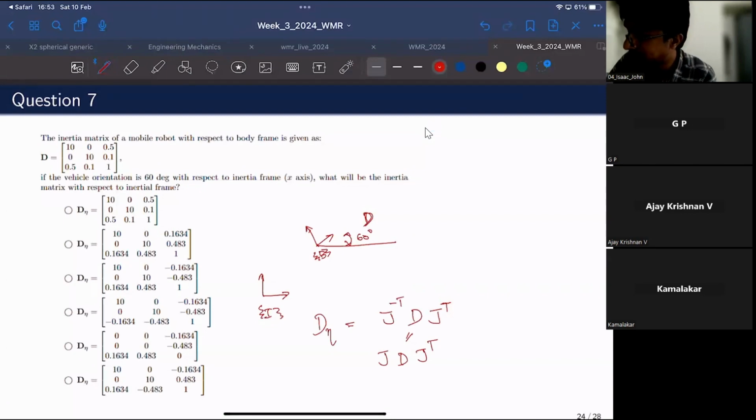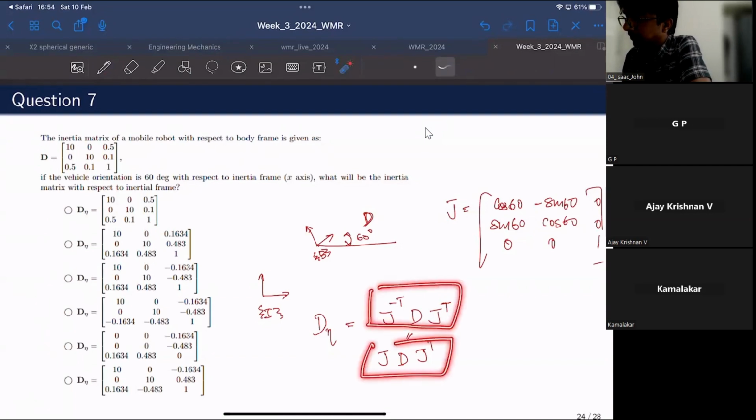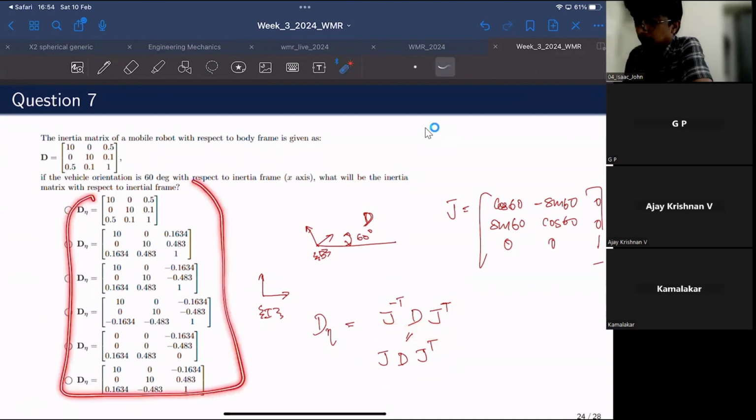You also know J because it says 60 degrees. So J would be nothing but cos 60, minus sine 60, 0; sine 60, cos 60, 0; 0, 0, 1. And the transpose you only need to transpose it, as simple as that. If you substitute the numerical values into this expression, you will end up with one of the correct answers.